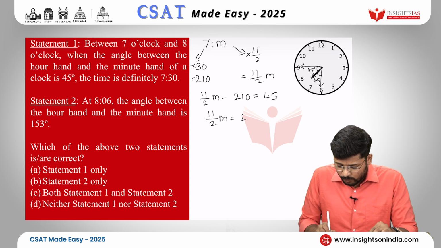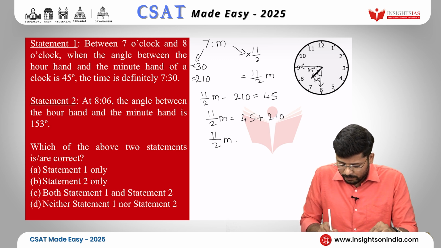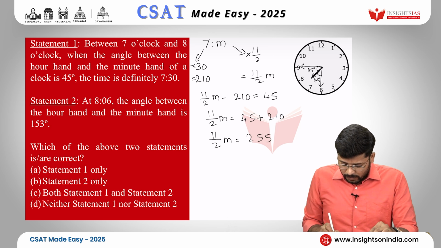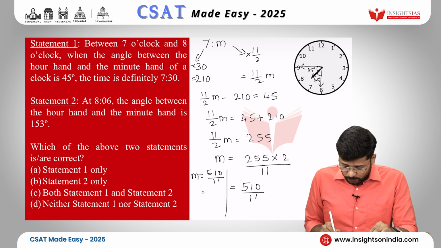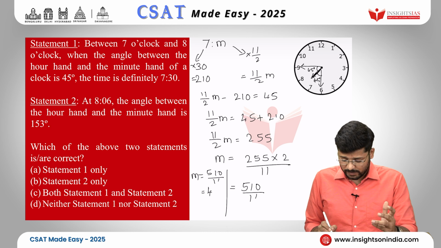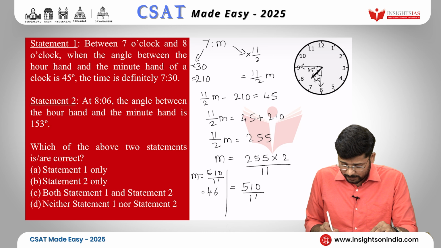What will we get? We will get this one, right? Yes. What will the value of 11/2 m be? That would be 255. Very good. Now what will the value of m be? It would be 255 into 2 divided by 11. What is 255 into 2? We get 510 by 11. So 11 4s are 44. We remain with 7 remainder. 0 comes, 6 is 66, and we remain with 4. So it would be 46 4 by 11.